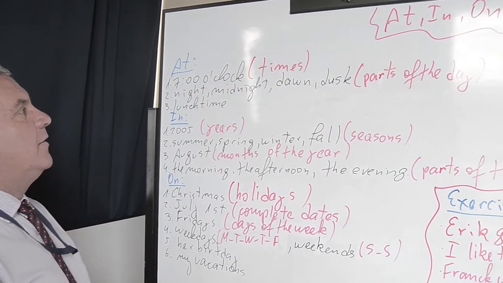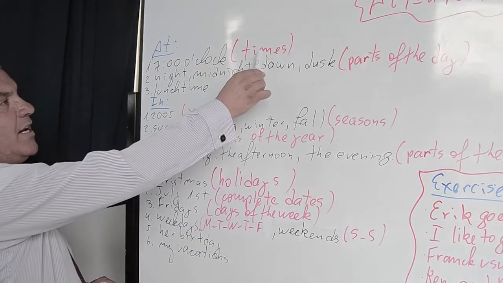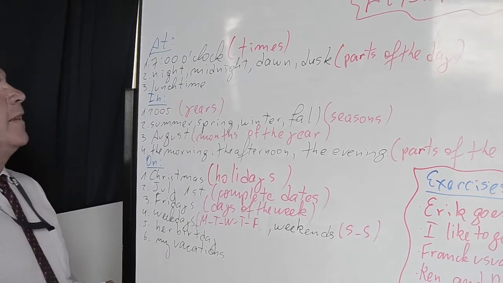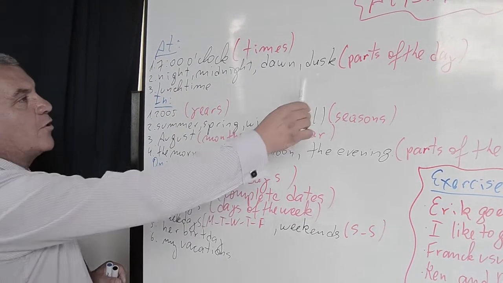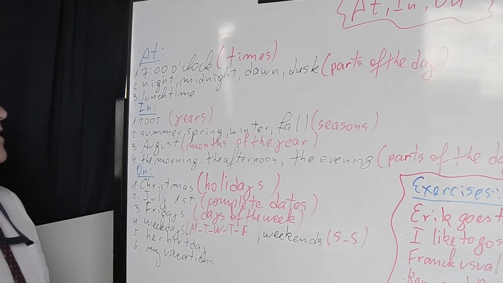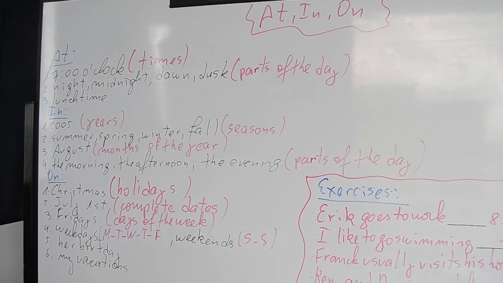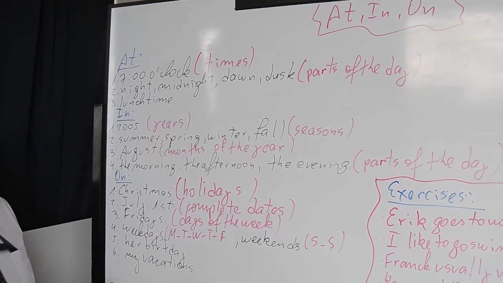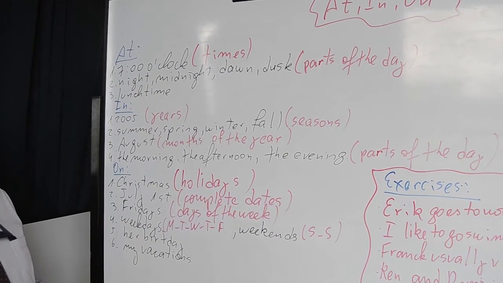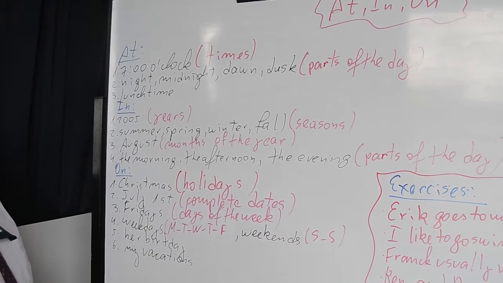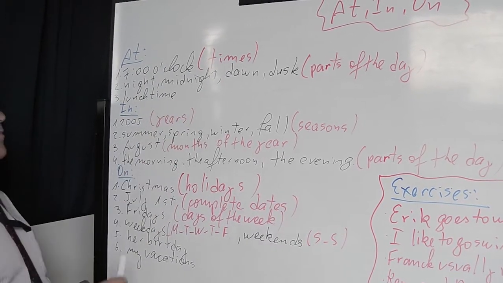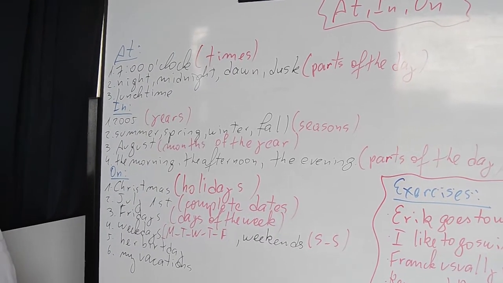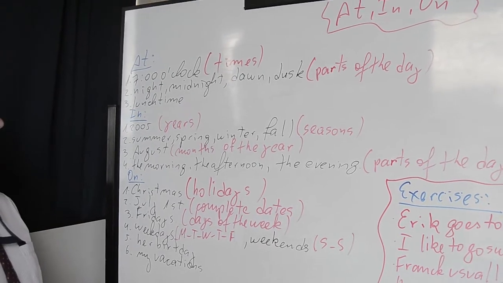Let's begin with at. At we use for times. For example, I get up at 7 o'clock. Number 2, parts of the day: night, midnight, dawn, and dusk. As you know, dawn refers to the first hours of the day, and dusk refers to the first hours in the afternoon. For example, I go to bed at midnight. And finally, lunchtime. For example, I never watch television at lunchtime.